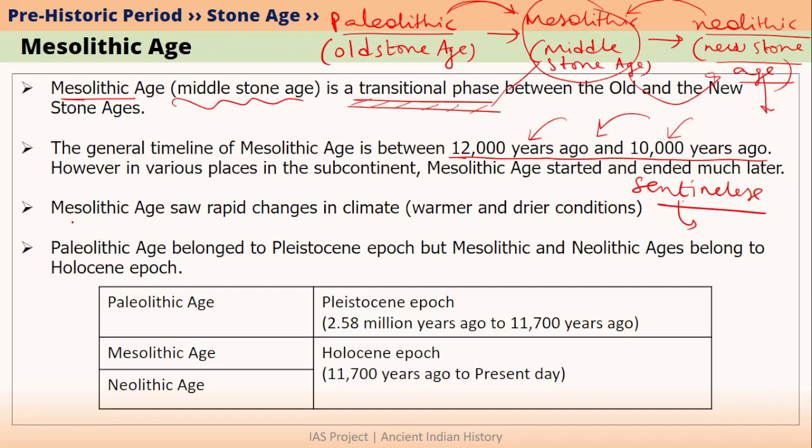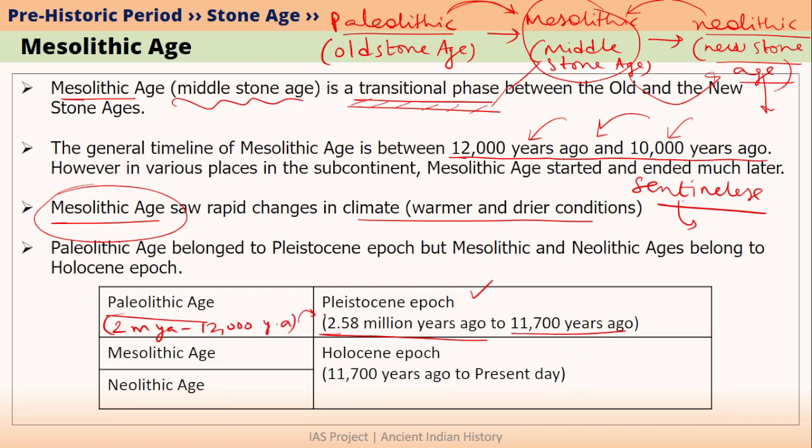If we look at the climate in the Mesolithic Age, it was basically a warm and dry type of climate, because when the last ice age ended in the Paleolithic Age, the climate became warm and dry. With this warm and dry climate, a new age has begun, which we call the Mesolithic Age. Paleolithic Age belonged to the Pleistocene Epoch, whose timeline was 2.6 million years ago to 11,700 years ago. And the Paleolithic timeline is also 2 million years ago to 12,000 years ago. Therefore, they are almost matching.